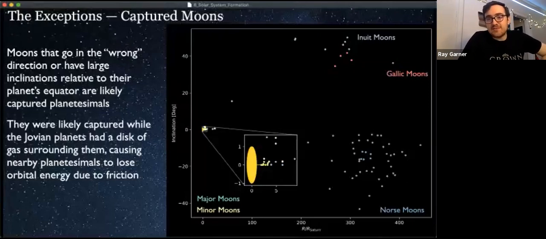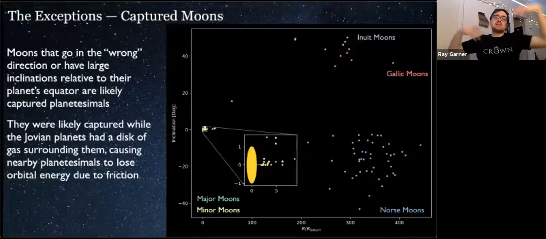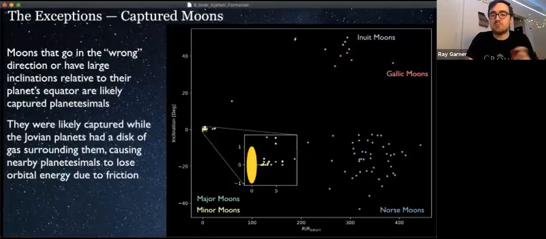Out here, we've got the Inuit and the Gallic moons, which have highly inclined orbits. Those are most likely captured. And then we've got the Norse moons with highly inclined orbits, but they're going in the opposite direction. Those are also likely captured objects. Remember, these captured objects come in from any direction. That's why we have two populations. Some are going the correct way around the planet. The others are going the incorrect way around the planet, because they can come from any direction and be captured.